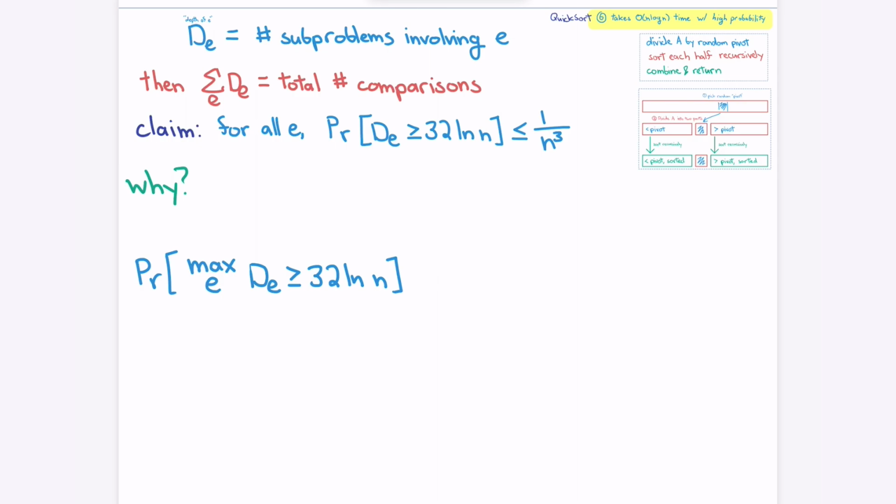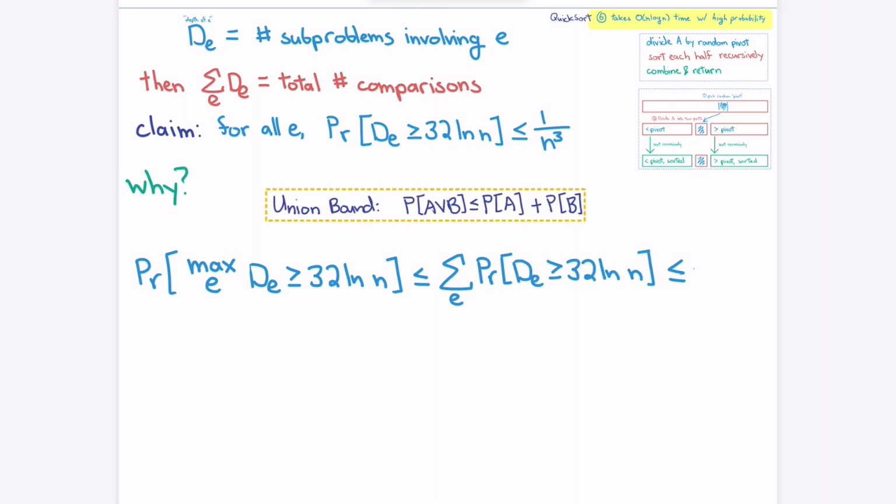I need to keep moving. We're going to apply the union bound. The probability of any of those elements being bad is at most the sum over all elements of that element being bad. The probability of A union B is at most probability A plus probability B, applied to every element. This is great because, as pointed out, it's not independent, but you can still apply the union bound. How many terms are there in here? And each of these is 1 over n cubed, so you multiply that together and you still get 1 over n squared. So with probability 1 over n squared any element is bigger than this. With high probability that won't happen, and all your elements appear in at most 32 log n subproblems, so your running time will be n log n.